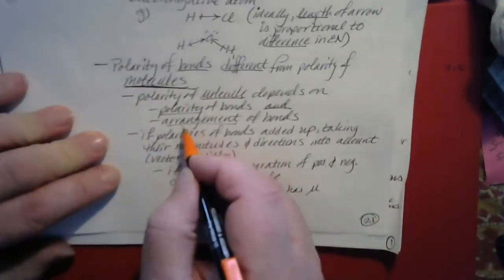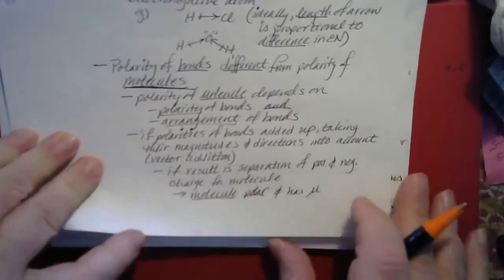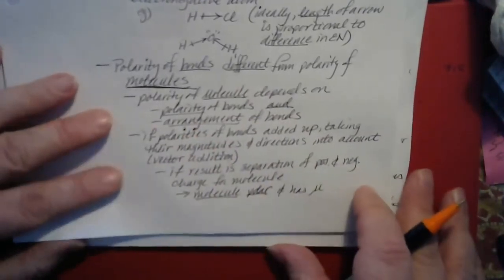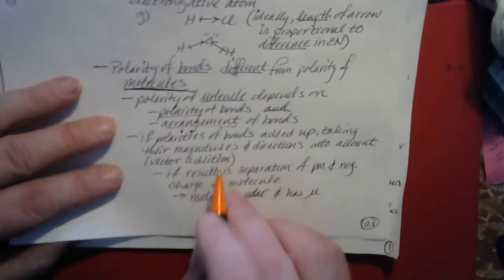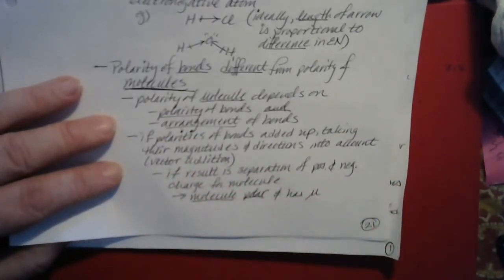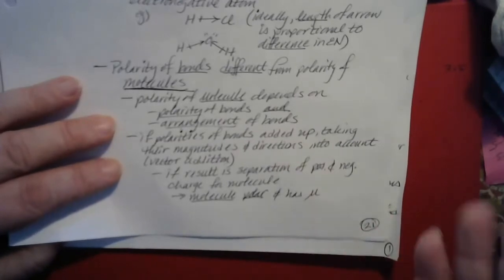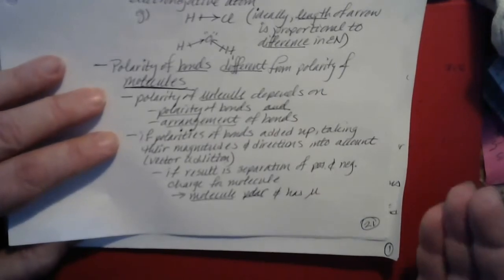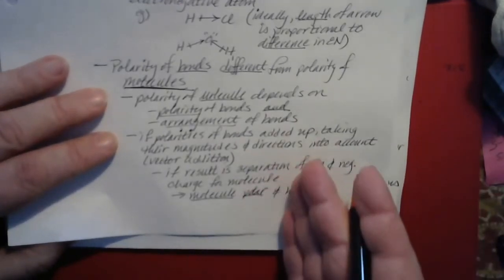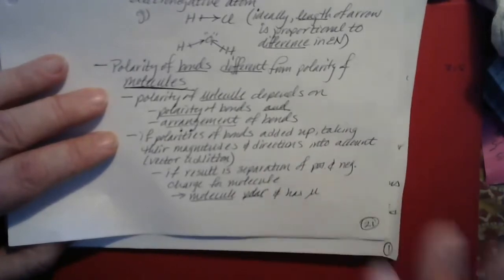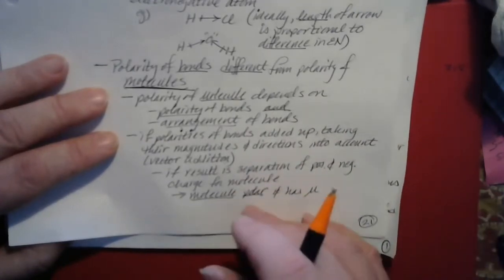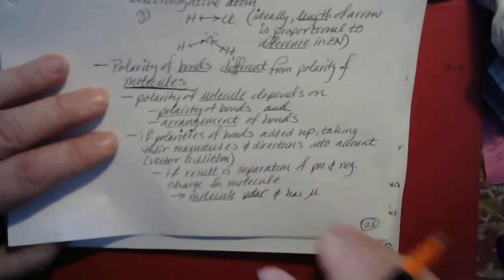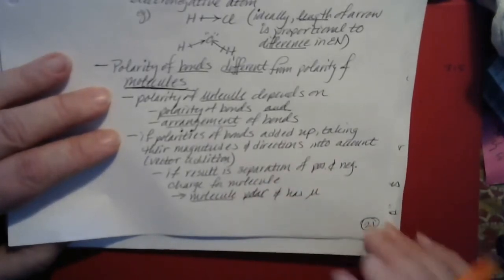The way we find out, if you want a number out of it anyway, is what's known as vector addition: take the magnitudes and directions of the vectors for all of the dipole moments in all of the bonds in the molecule, do a vector addition with them, and find the resultant. And if the resultant is 0, then that means the molecule is nonpolar because the polarities cancel each other out. And if the resultant is a number other than 0, then that would mean that the molecule is polar.